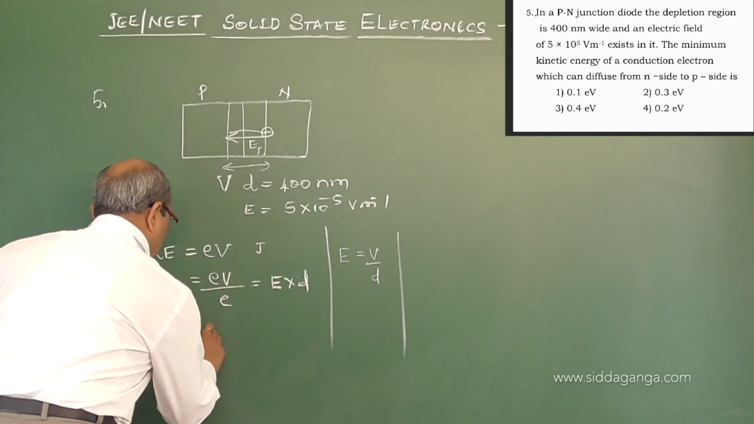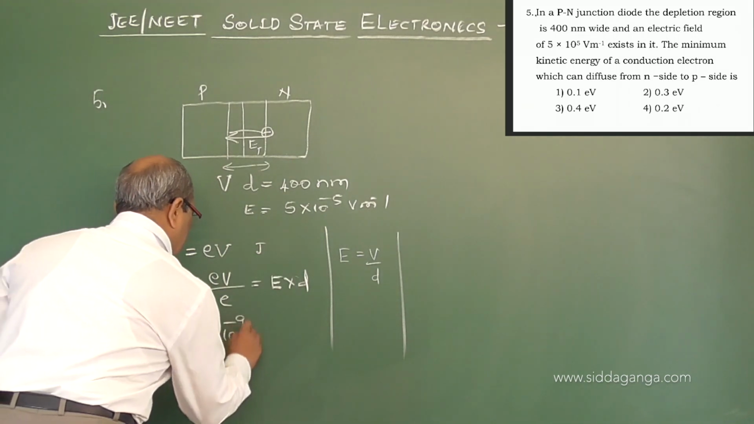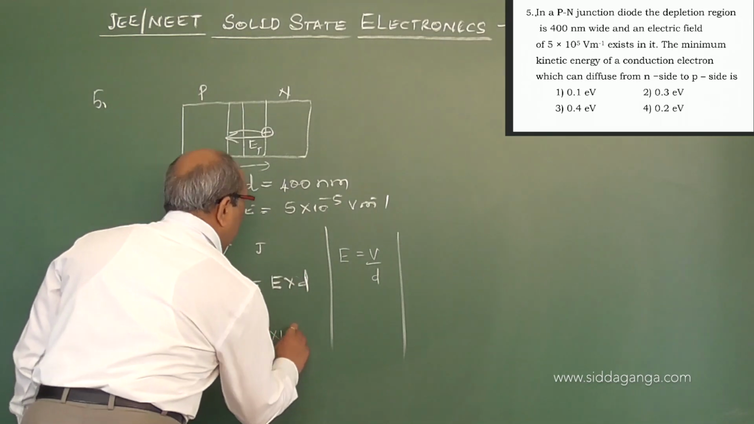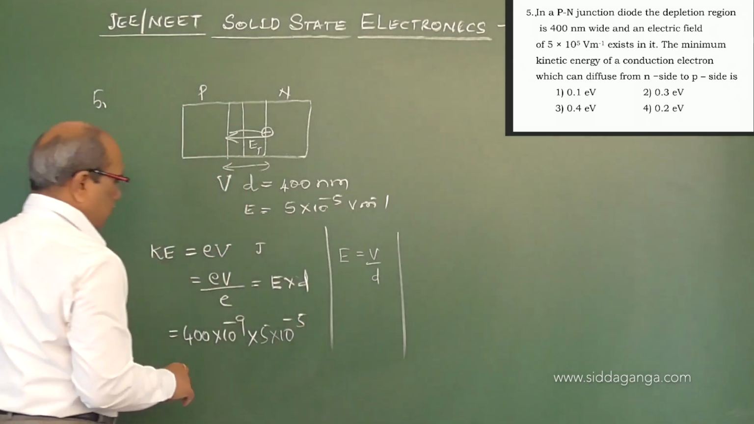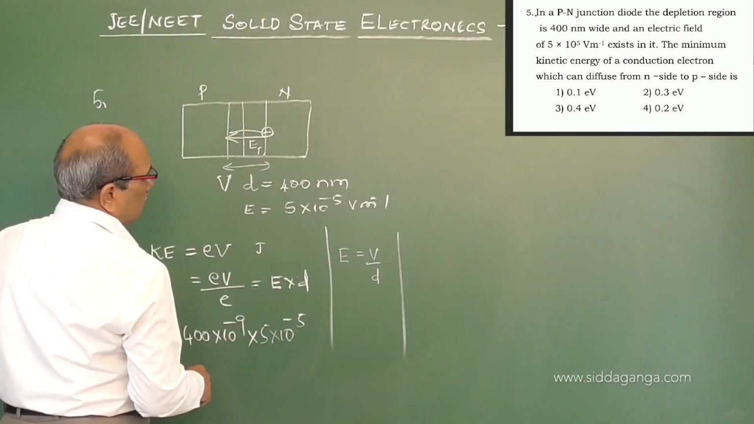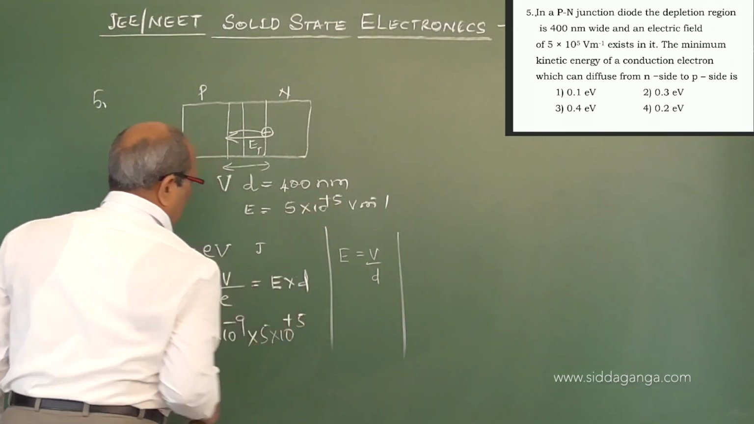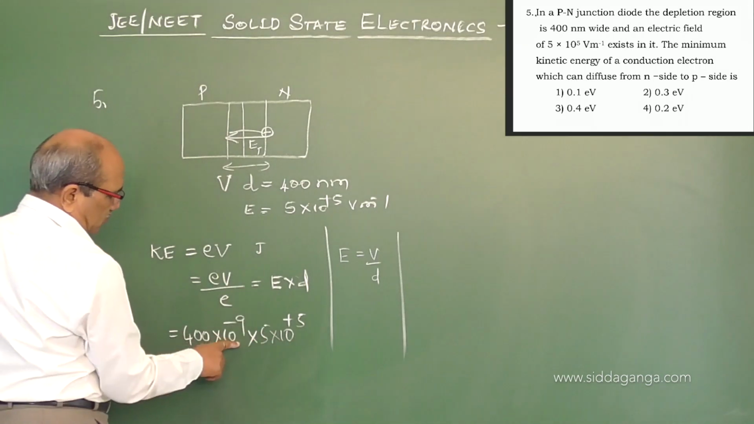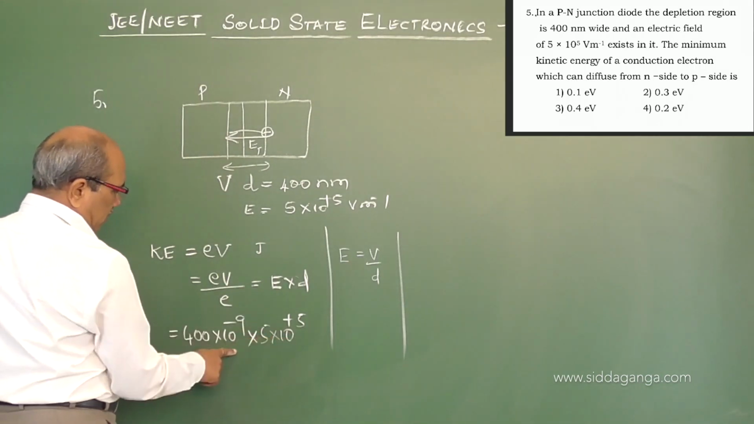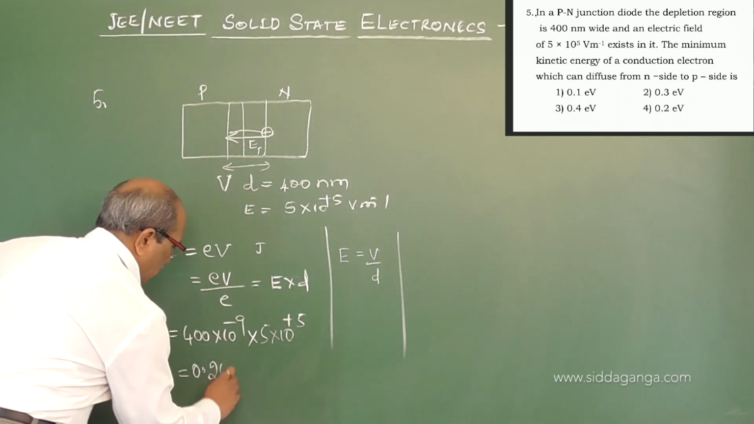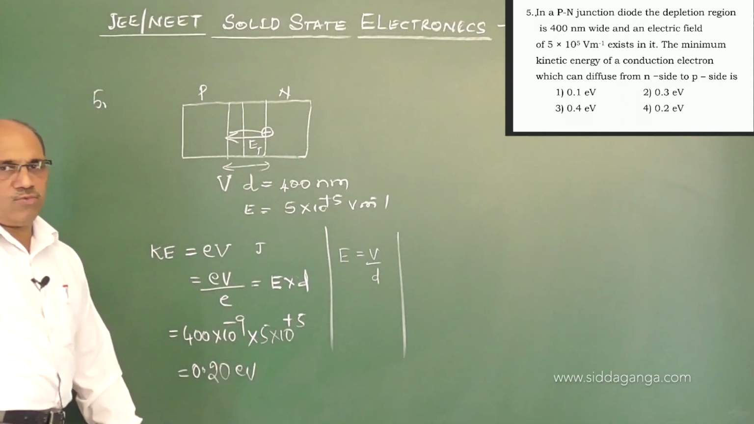So D is 400 nanometer, 10 power minus 9, E is 5 into 10 power minus 5. Minus 9 plus 5 gives 10 power minus 4, so minus 4 remained, 20. Answer comes to be 0.20 electron volt.